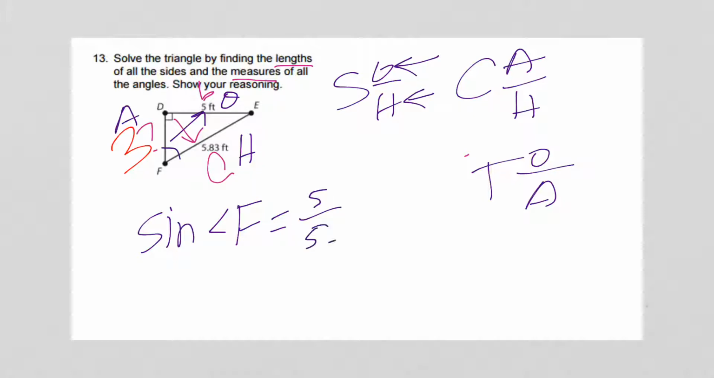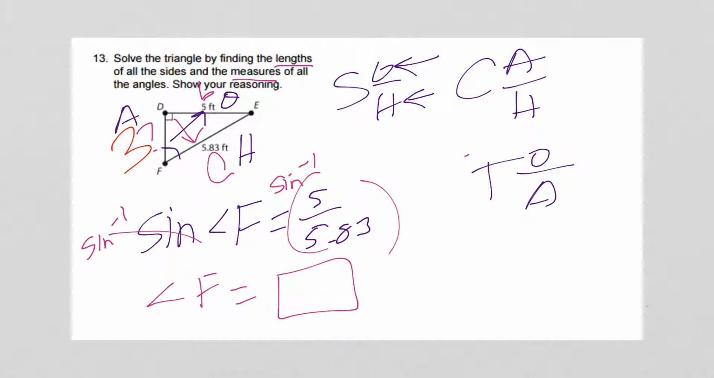So now to get rid of sine, I have to multiply by the inverse function. That'll give me angle F and then your value. I gave it to you during class.